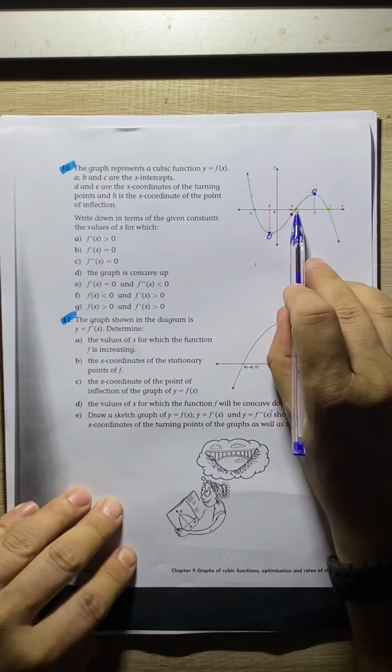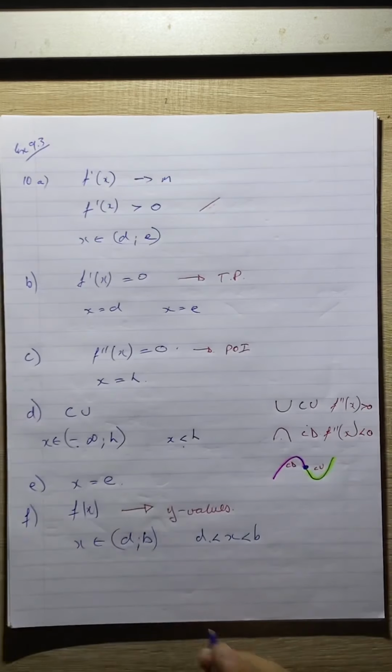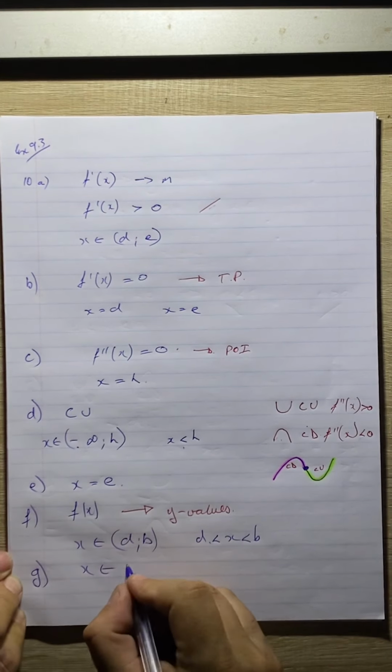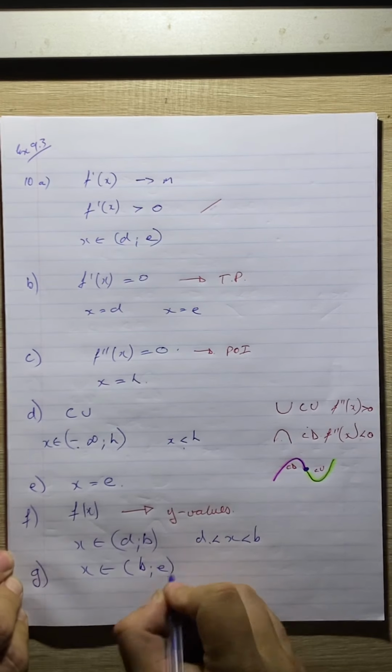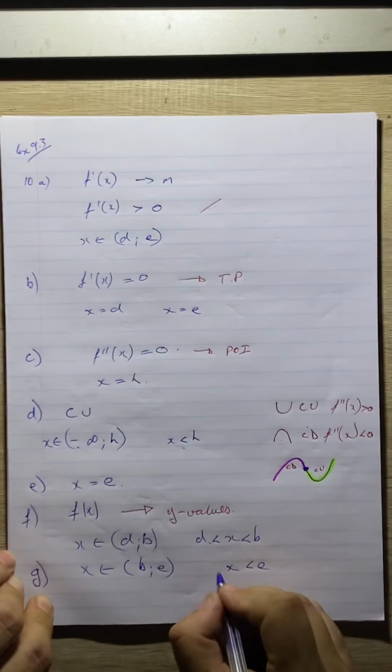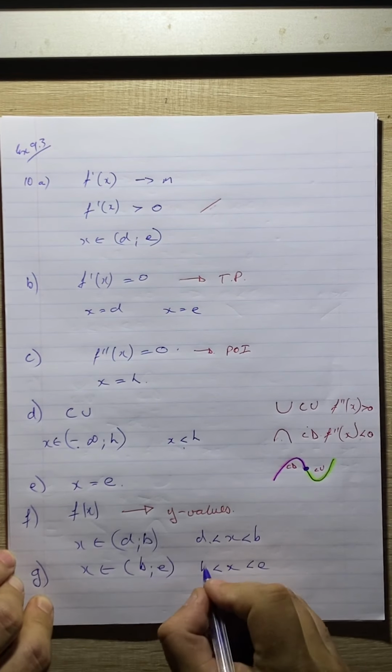So that is going to be between B and E. So this is question G. So x is an element from B up to E. Another way of writing that is x is less than E, but greater than B.